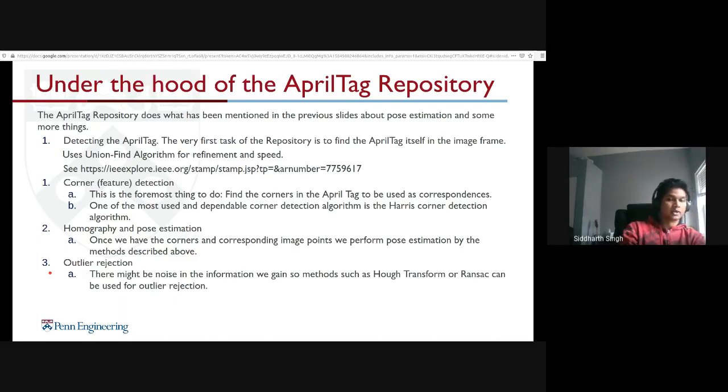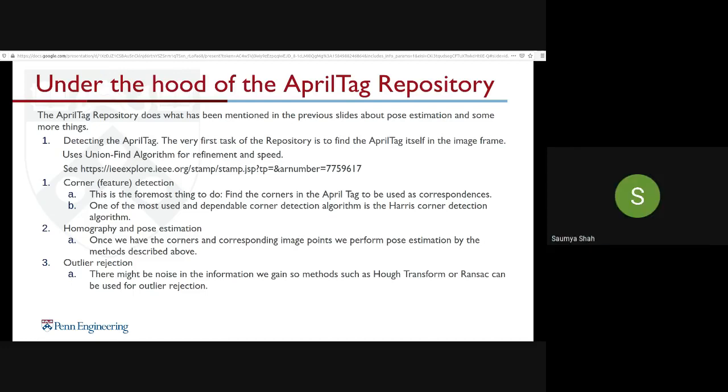So, anybody who wants to shed some light on Hough transform and RANSAC, and how they can be used here to perform outlier rejection? What outliers are we rejecting in this package? Anyone? Is anybody not at all familiar with RANSAC or Hough transform? I can give a quick overview.